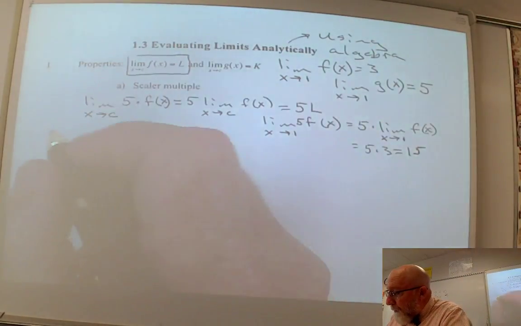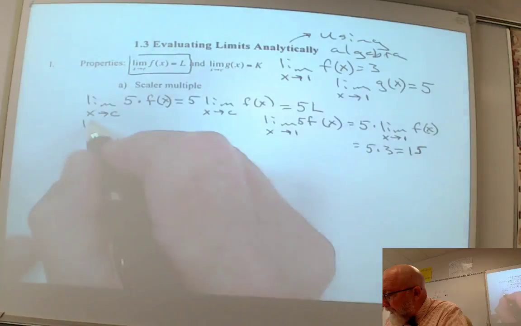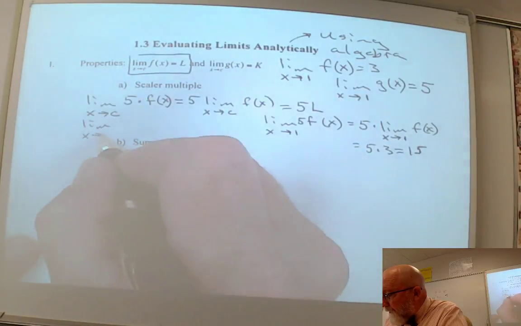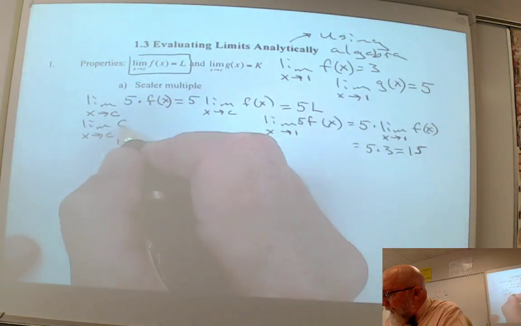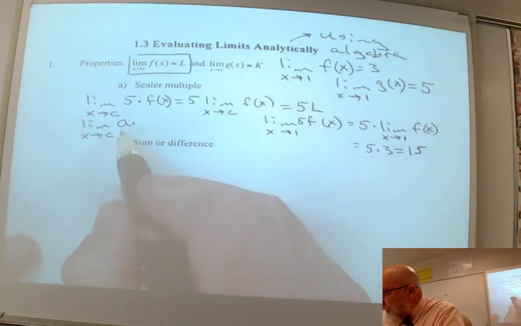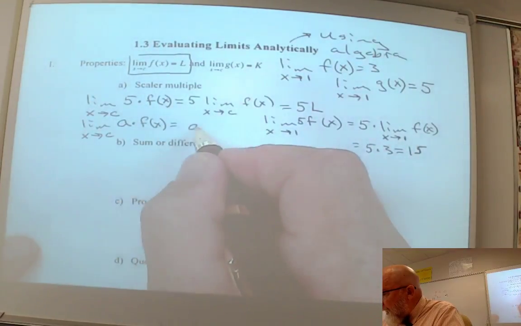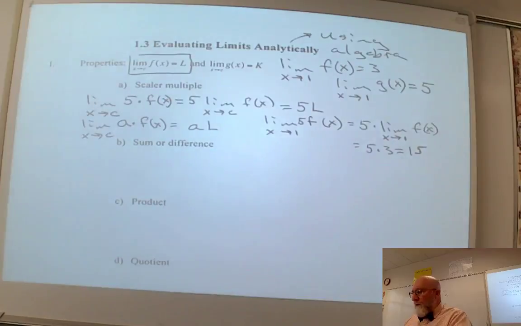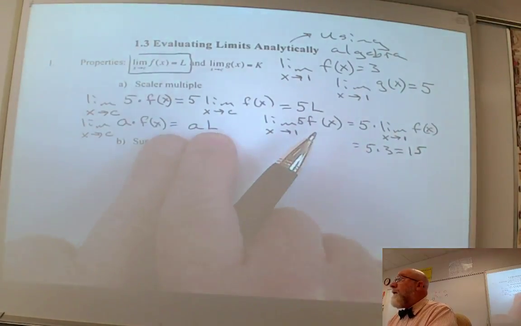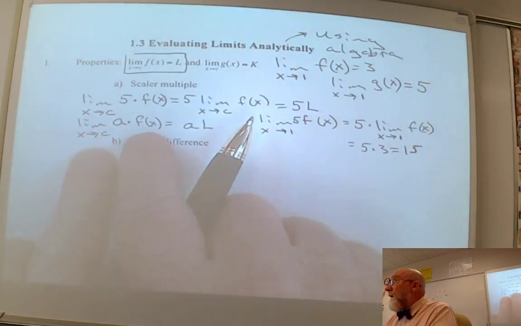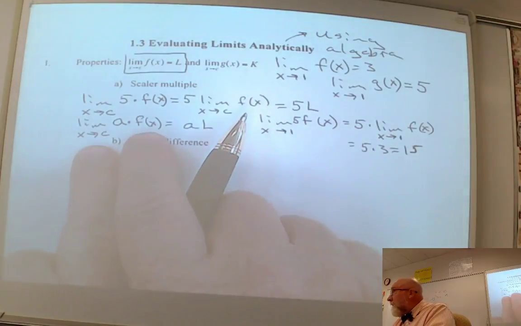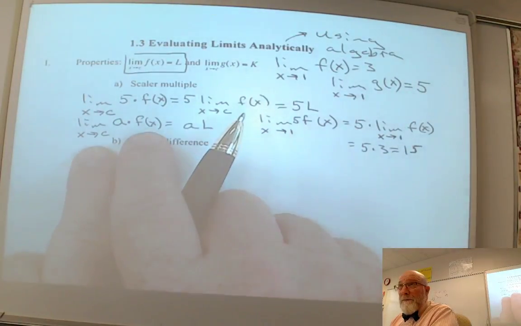So a more general form would be this. If I have the limit as x approaches c, and a is any constant, any what we call scalar multiple, of f of x, my answer would be aL. So you should be able to jump from here to here if you know what that limit is.